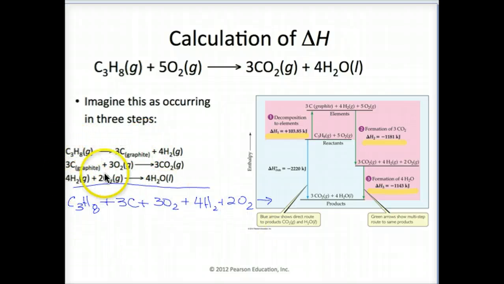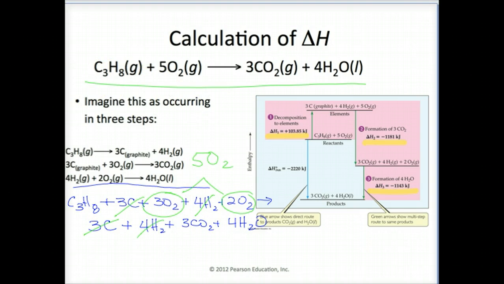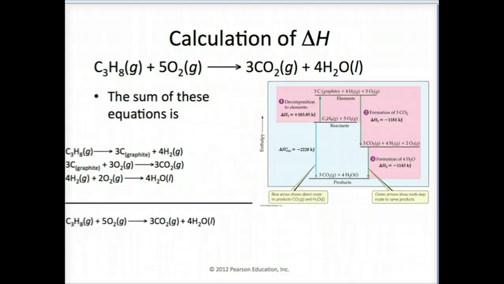So notice I've taken all of my reactants and I've put them together, and I've taken all my products and put them together. And so we see a situation very similar to what we saw with net ionic equations. We have some things that are the same on both sides. So I have 3C on both sides, I have 4H2 on both sides, and then I have 3O2 and 2O2 for a total of 5O2. And so notice what I now have is I have my actual equation above after looking at it in terms of heats of formation from constituent elements.